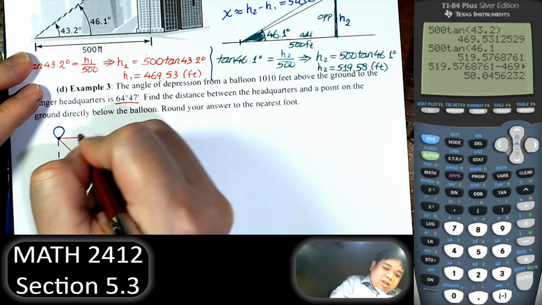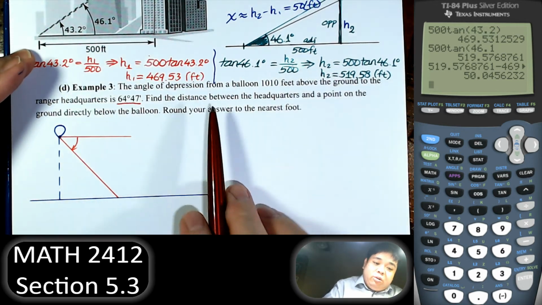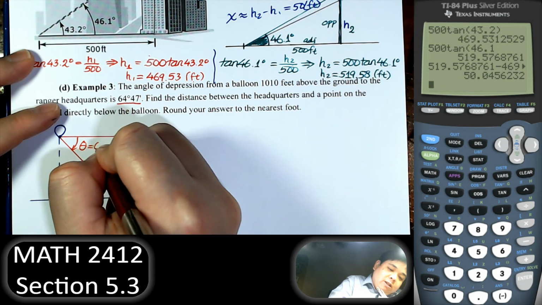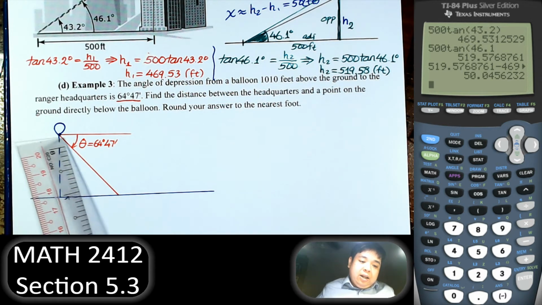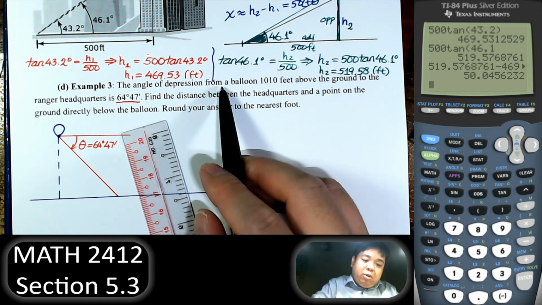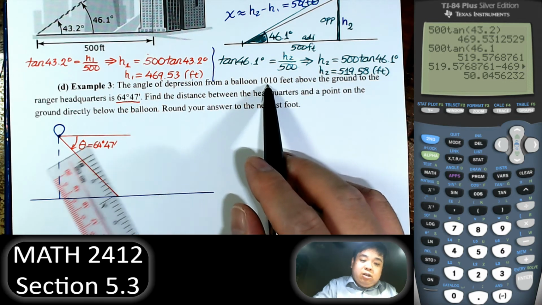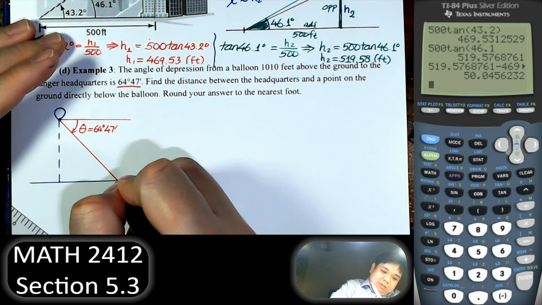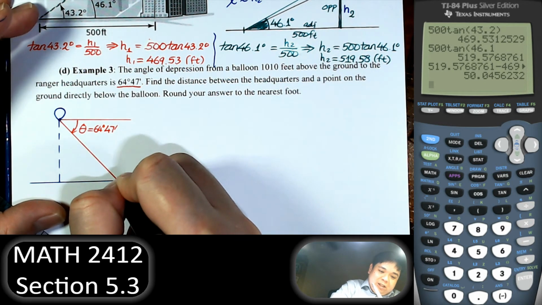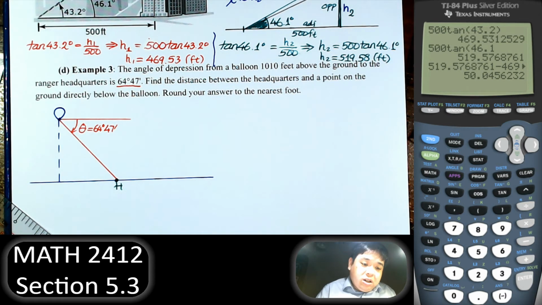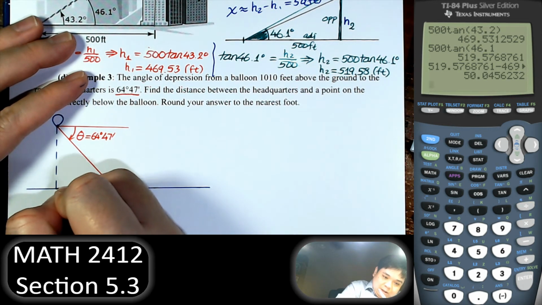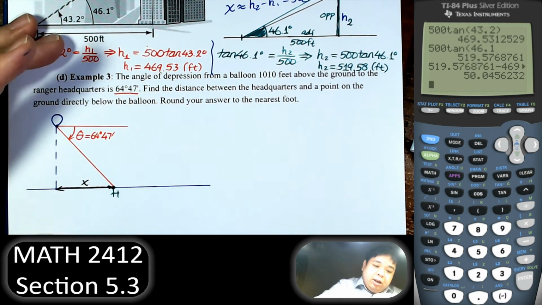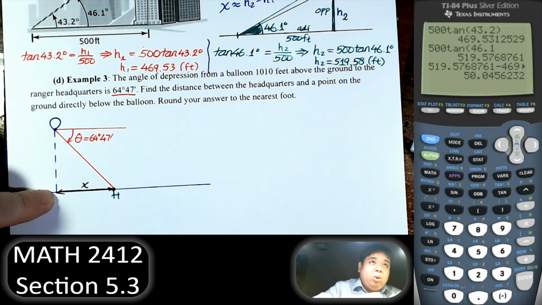Anyway, so from the horizontal, we look down to the angle of depression, 64 degrees and 47 minutes. And the angle of depression from the balloon is 1,010 feet above the ground to the headquarters. So it's a headquarters here. The question is to find the distance between the headquarters and the point on the ground directly below the balloon. So in that case, we are asked to find x here.